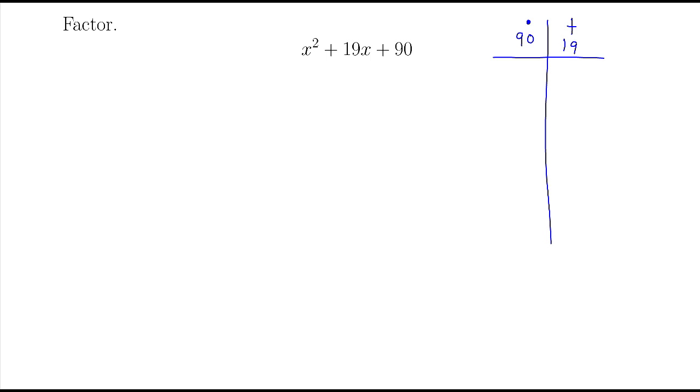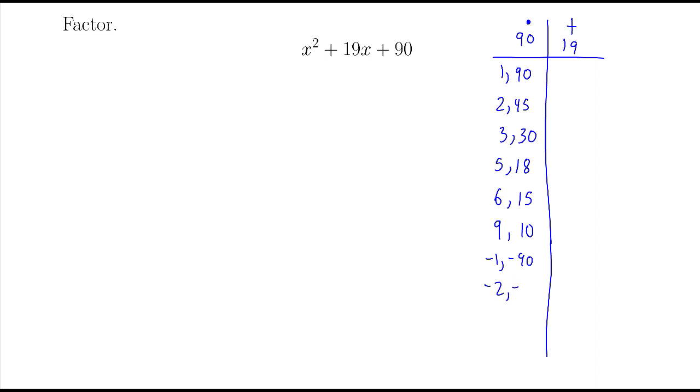Okay, so now I'm going to list out pairs of numbers that multiply together to be 90. Okay, we have 1 and 90, 2 and 45, 3 and 30, 5 and 18, 6 and 15, 9 and 10. We also have -1, -90, -2, -45, and so on, right? We could keep going like that. We don't need to do all of those, though, because these are all going to add up to be negative numbers, and they need to add up to be positive. So I'm going to ignore those negatives down there.